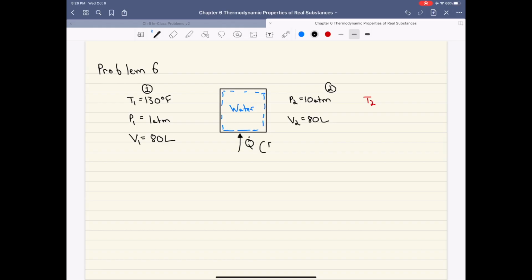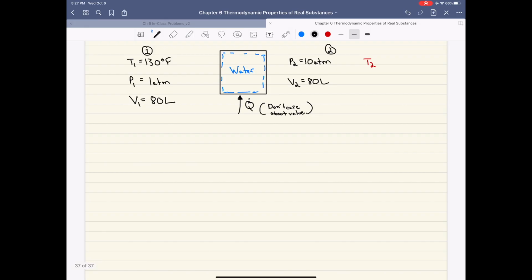But at least for the purposes of this problem, we don't really care about the actual value of the heat. Presumably, if you wanted to figure out that Q value, you could do an energy balance. But what we're more interested in is that once the pressure of the system gets to 10 atm, the pressure release valve will go off. What we want to figure out is what temperature that pressure release valve will go off at. Because this is a rigid water tank, the volume of the system is going to be constant. It's going to stay at 80 liters.